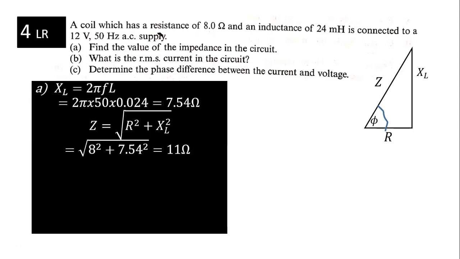What is the root mean square current in the circuit? V divided by Z. V we are told is 12 volt from the voltage supply. Divided by Z, that's your Z. 1.09 ampere.